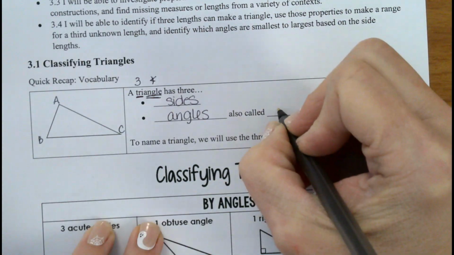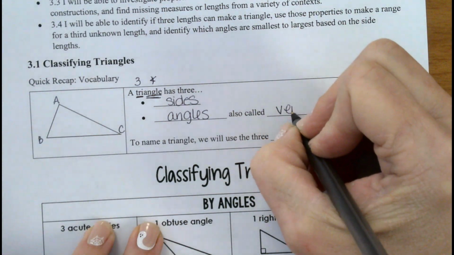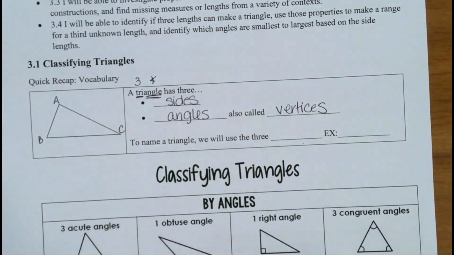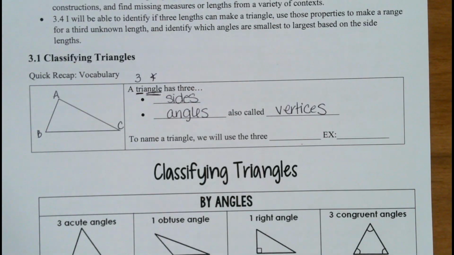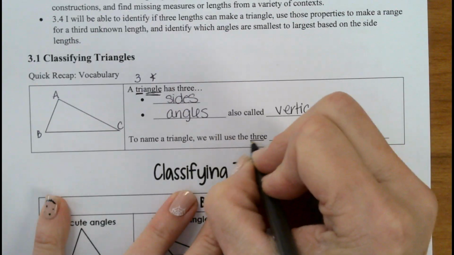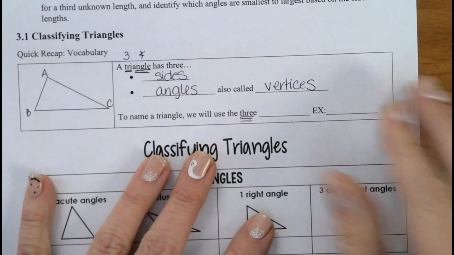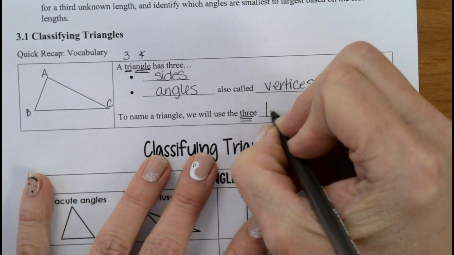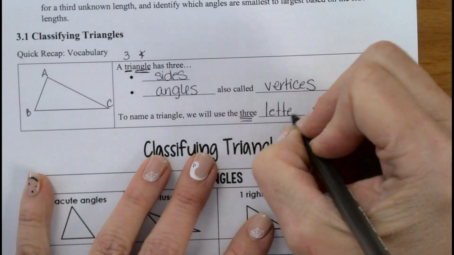And the angles are also called vertices. Okay? With a triangle, we use the word vertex and angle interchangeably. We call the angles the vertices. Okay? Now, to name a triangle, you are always going to use 3 letters. Always. Okay? Always going to use 3 letters.